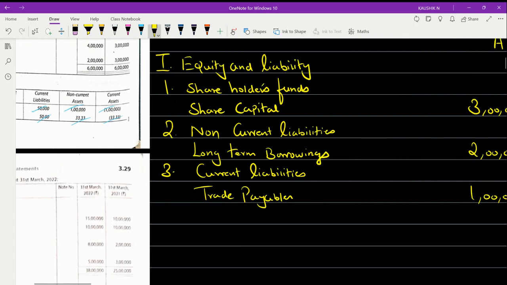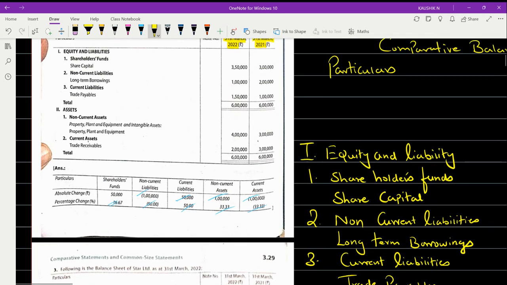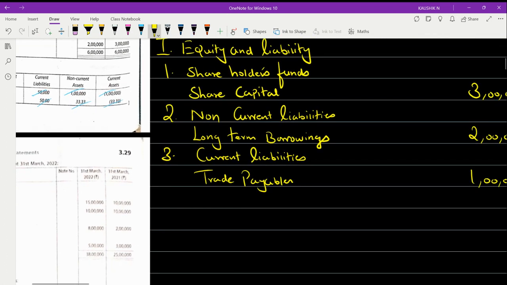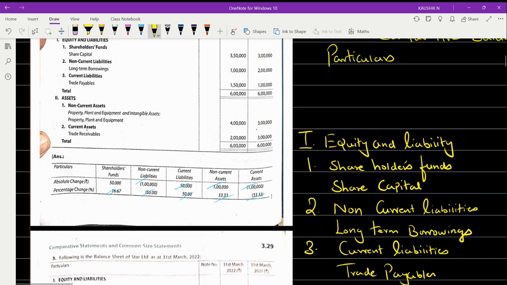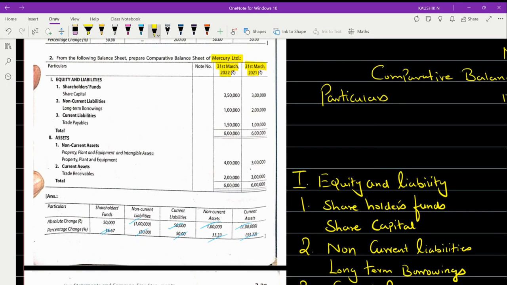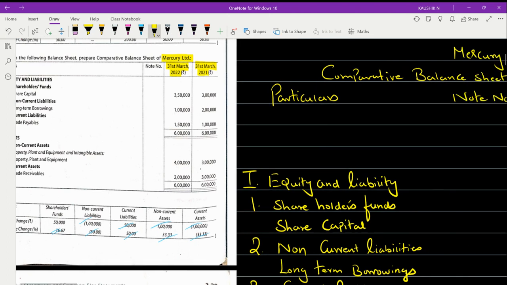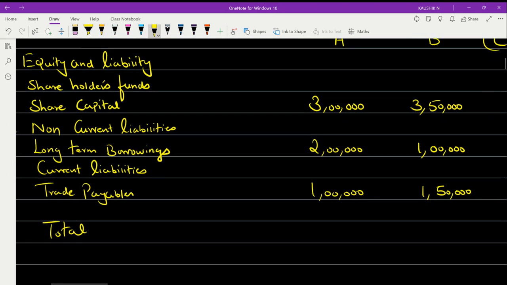Now come back to your balance sheet. You got the total. Okay, write total below this. So the value of the total is 6 lakhs and 6 lakhs.